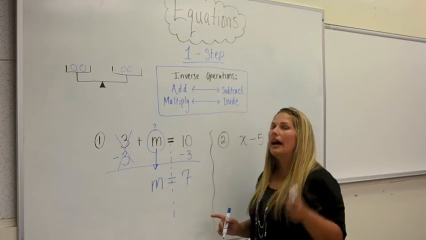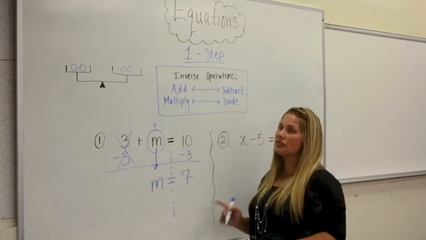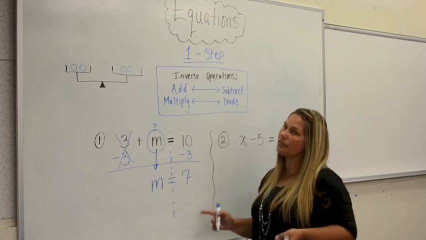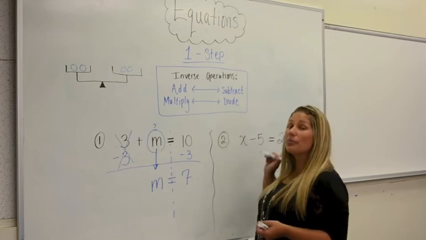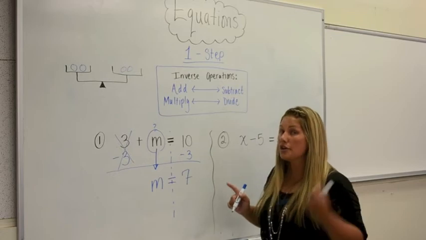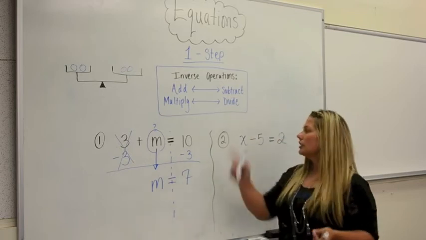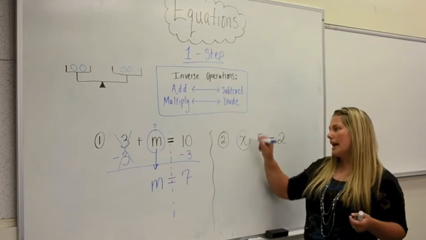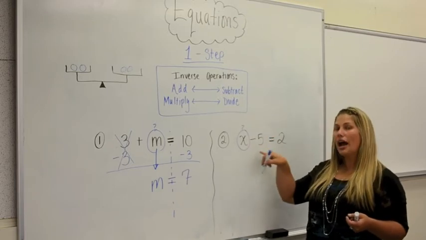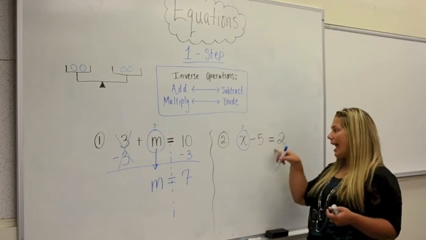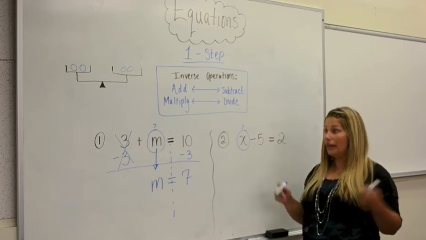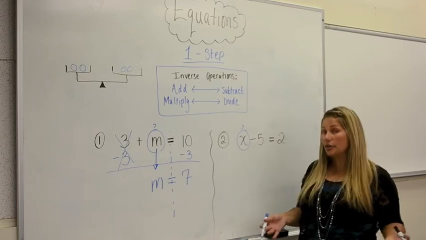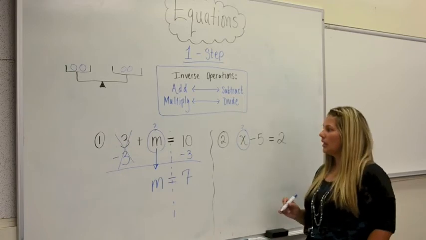But remember, I'm not checking to see if you can just find the answer. I'm checking to see if you can do the work, because as we move on, you better know your steps. So let's move on to number 2. Now they're trying to ask what number can be subtracted by 5 and you get 2. Well, actually, this answer should also be 7.